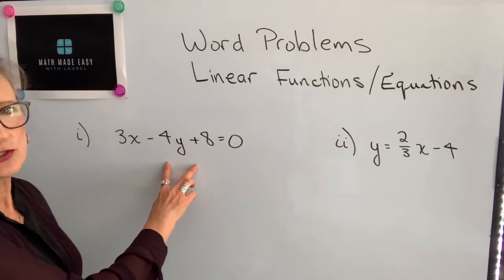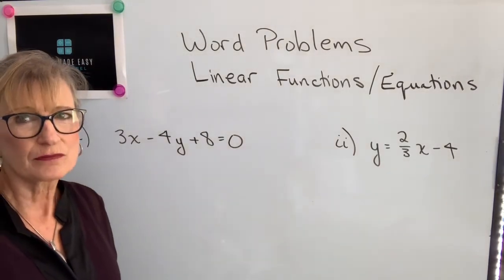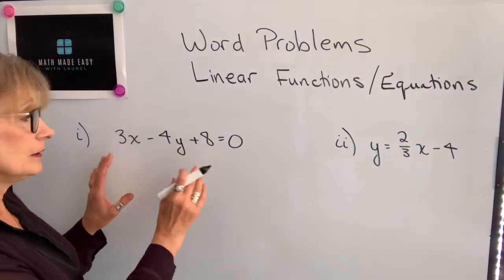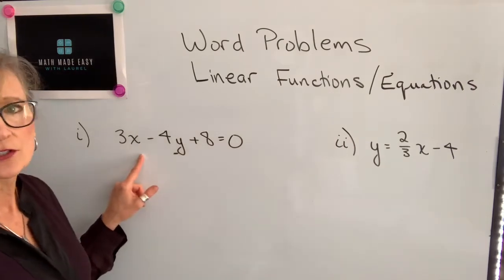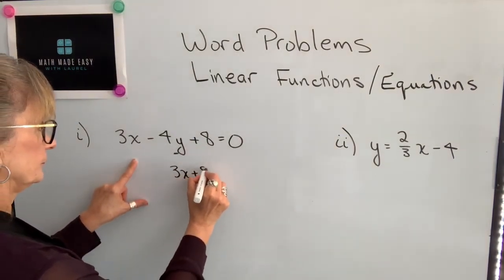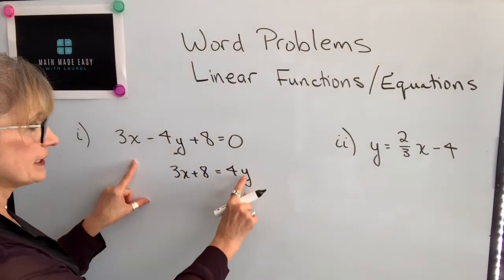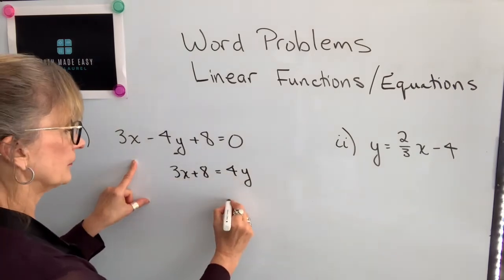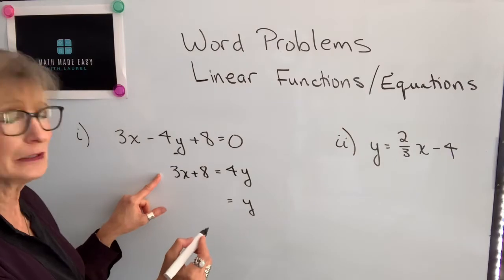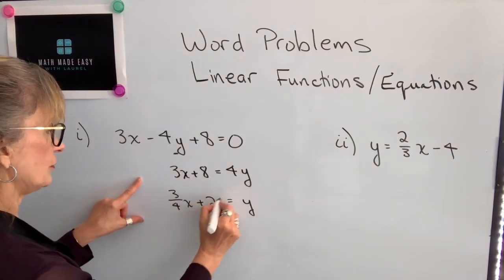If we had an equation written in general form and we wanted to express it in slope-intercept, which gives us more information, it's a form that I prefer, and you might as well, we just need to isolate the y term. So let's move it to the other side by adding 4y to both sides. And now we'll isolate the y by dividing through by 4. Remember, when we divide through by 4, we have to divide every term by 4. So it will be 3/4 x plus 2.